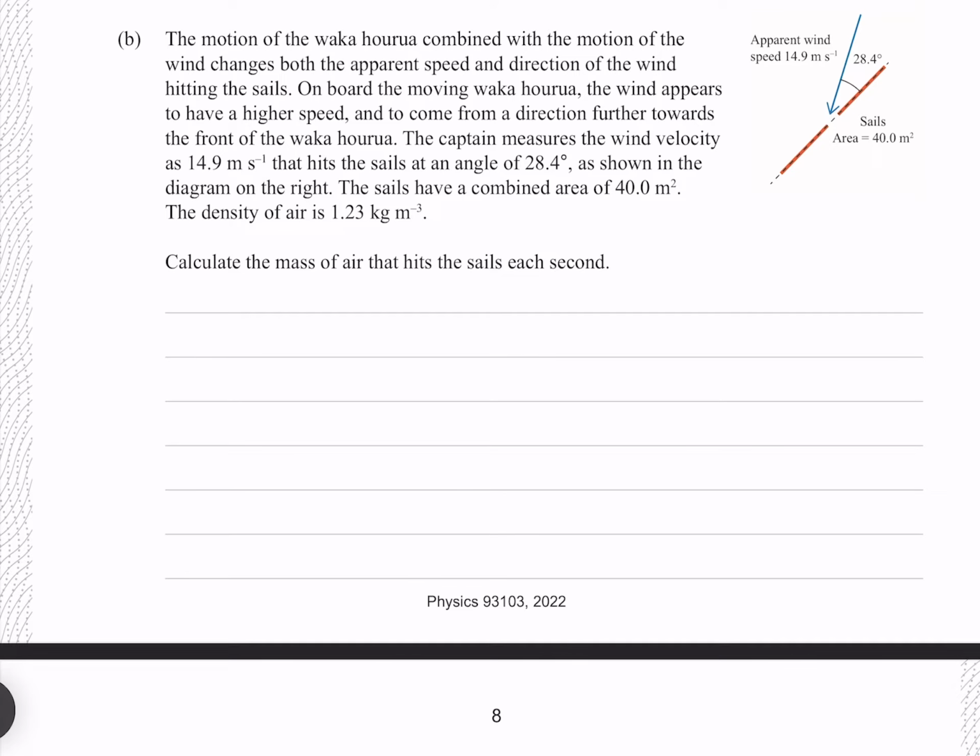The captain measures the wind velocity as 14.9 meters per second. That hits the sail at an angle of 28.4 degrees, as shown in the diagram on the right. The sails have a combined area of 40 meters squared. The density of air is 1.23 kilograms per meter cubed. Calculate the mass of air that hits the sail each second.